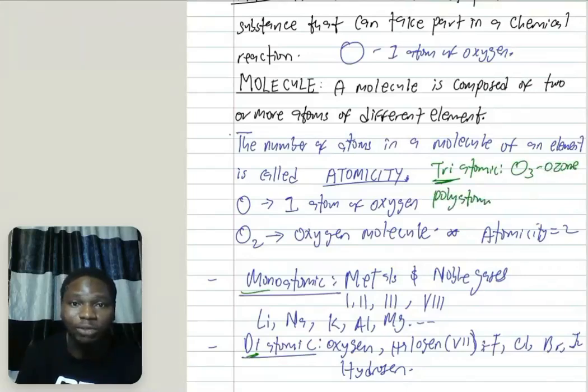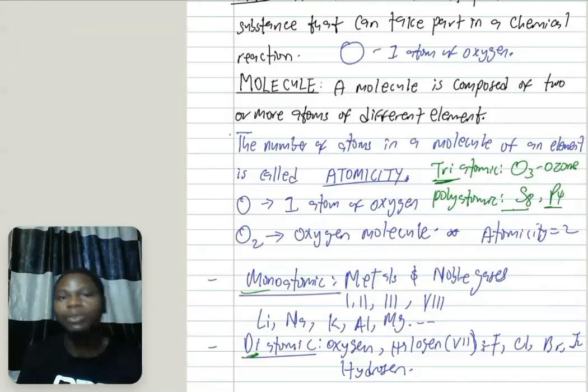They consist of what? More than 3 atoms. For example, S8, P4. So you can see all these are polyatomic elements, and that's that for that.